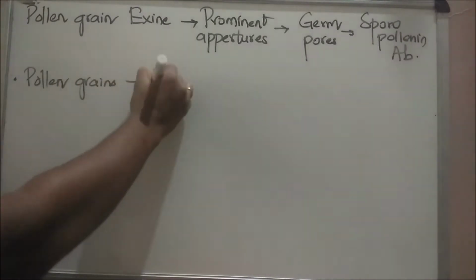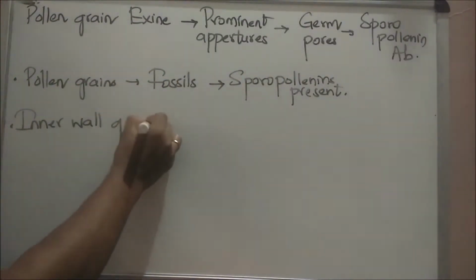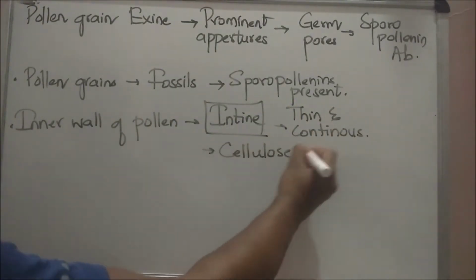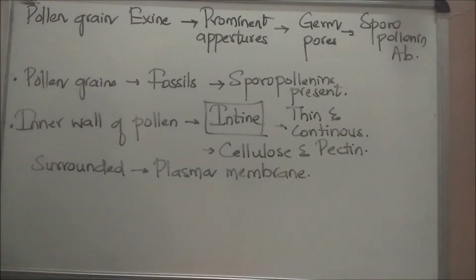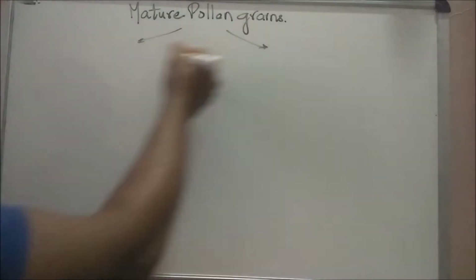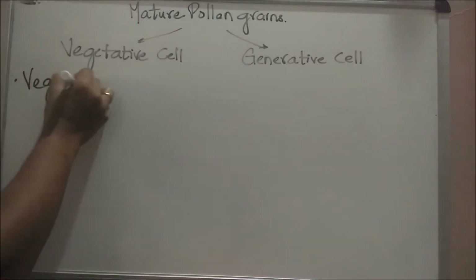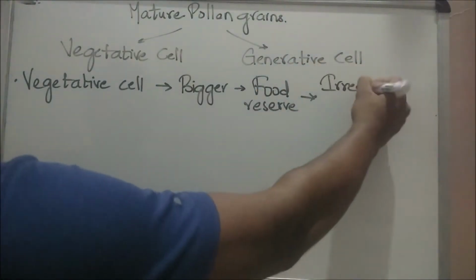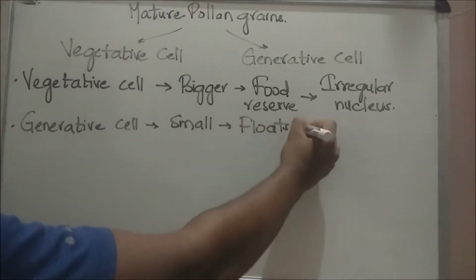Pollen grains are also well preserved as fossils because of the sporopollenin present in them. The inner wall of the pollen grain is the intine, which is a thin and continuous layer made up of cellulose and pectin. The inner wall of the pollen grain is surrounded by a plasma membrane. When the pollen grain is matured, it consists of two cells: vegetative cell and generative cell. Vegetative cell is bigger, has abundant food reserve and a large irregularly shaped nucleus. Generative cell is small and floats in the cytoplasm.